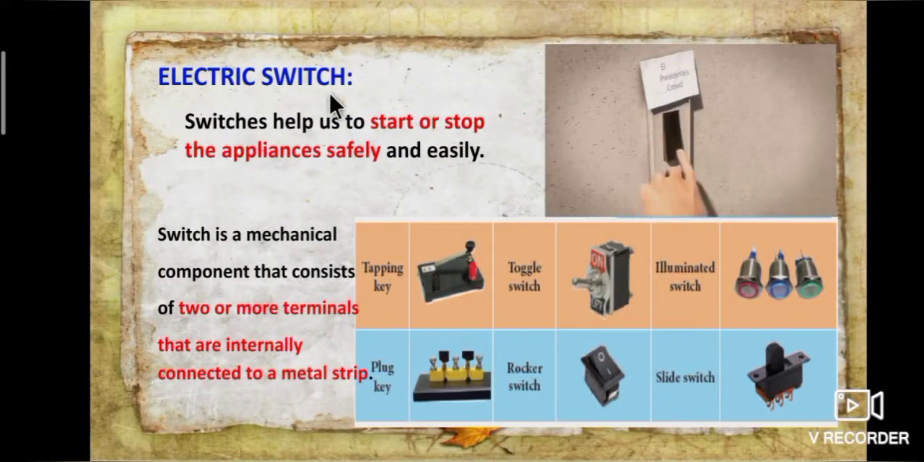Now shall we learn about electric switch. Electricity is main need of our life. We will get the light by switching the switch on and off. We are using different kind of switches in our electrical appliances. You may have seen at your home, school or any offices. Switches are designed according to their usage, convenience and safety. So switches help us to start or stop the appliances safely and easily.